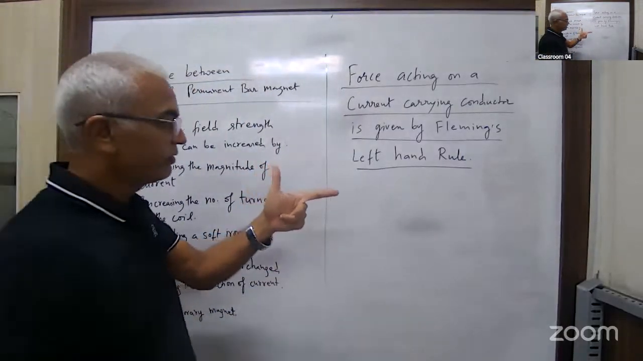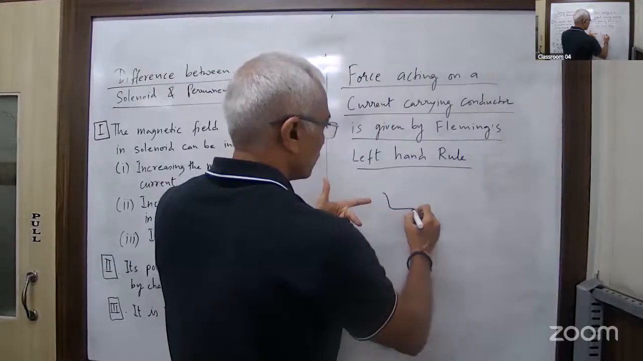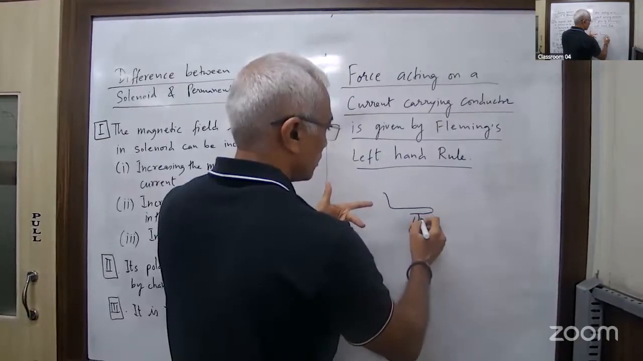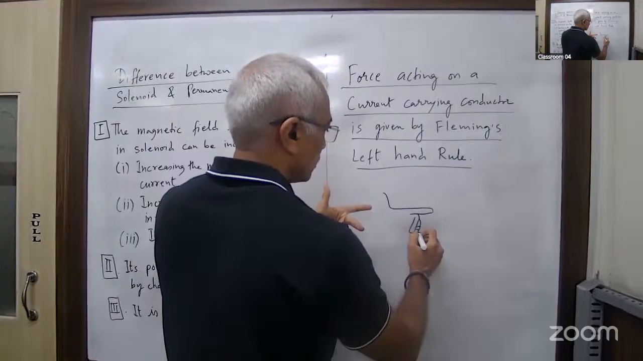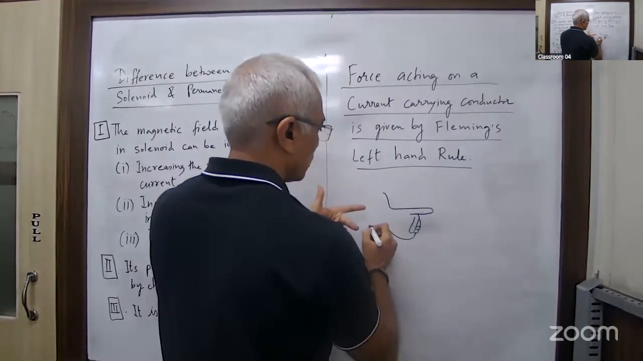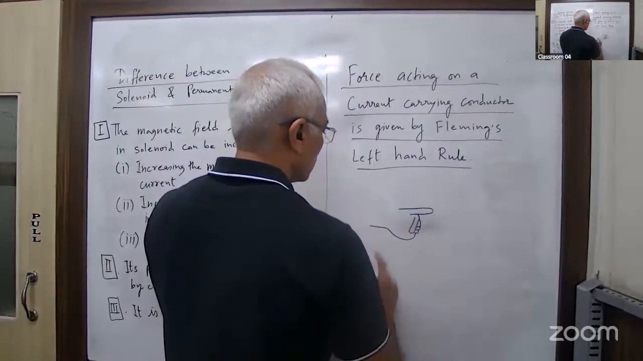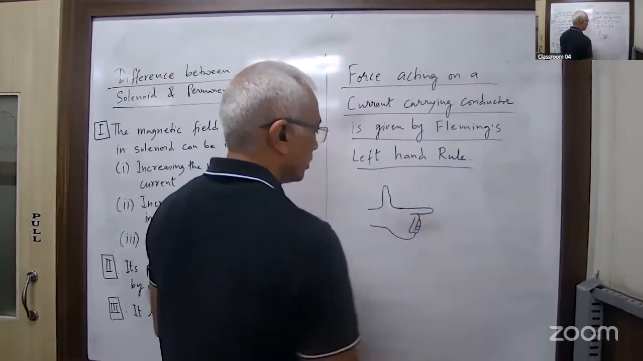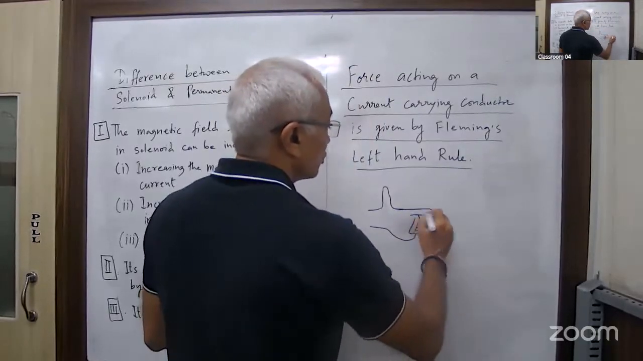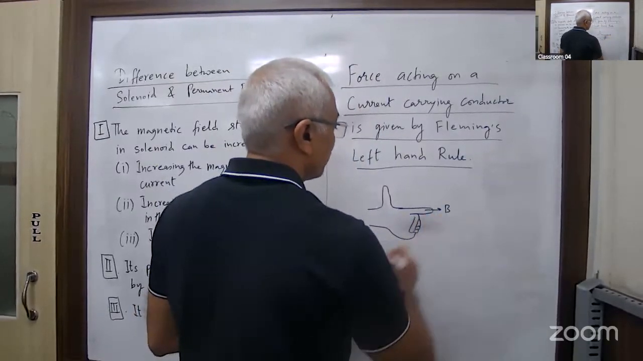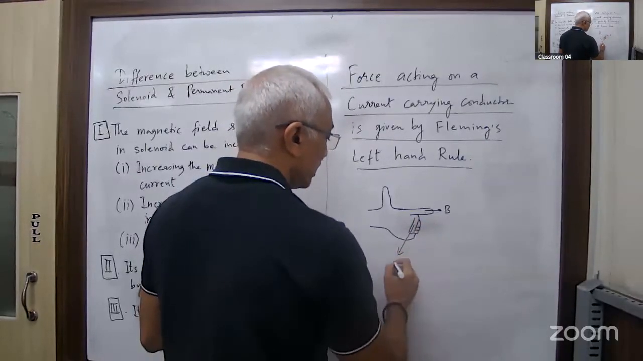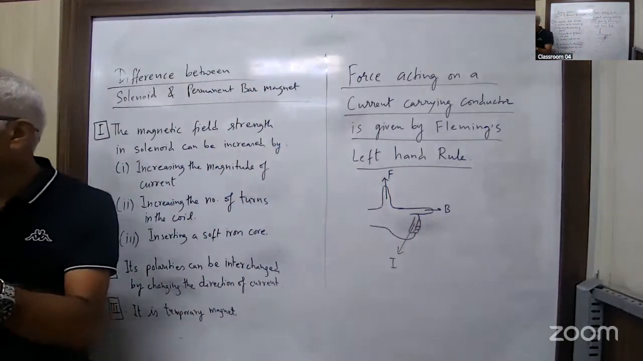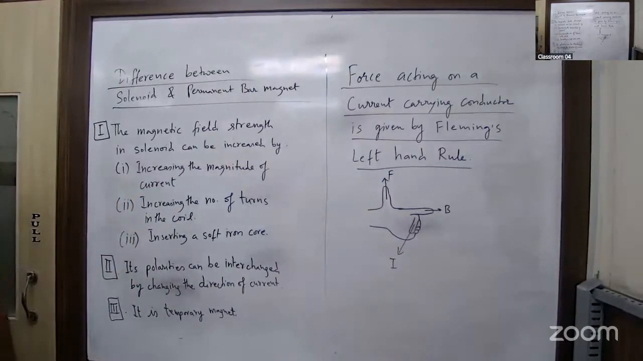ये देखो जो लेफ्ट हैंड है. तो जो फर्स्ट फिंगर है इट गिव्स द डायरेक्शन ऑफ मैग्नेटिक फील्ड. मिडिल फिंगर गिव्स द डायरेक्शन ऑफ करंट. थंब गिव्स द डायरेक्शन ऑफ फोर्स. ओके. ये है तुम्हारा फ्लेमिंग्स लेफ्ट हैंड.